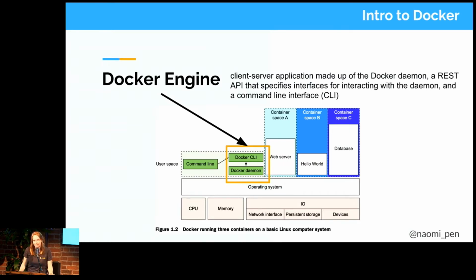Then there's the Docker engine, which consists of the Docker CLI, an API for interacting with the Docker daemon, and the Docker daemon. When you issue a Docker command, it goes through the CLI. The CLI makes an API call to the Docker daemon, and the Docker daemon negotiates with the operating system to get resources such as CPU and memory, and then actually builds the containers.